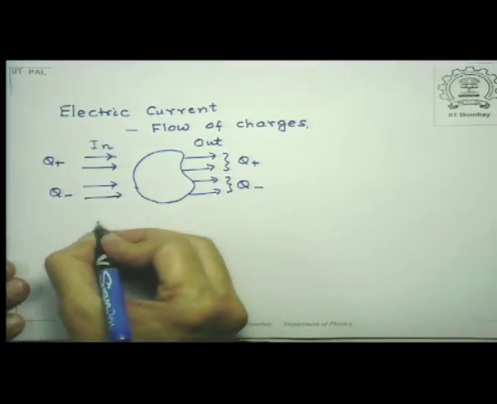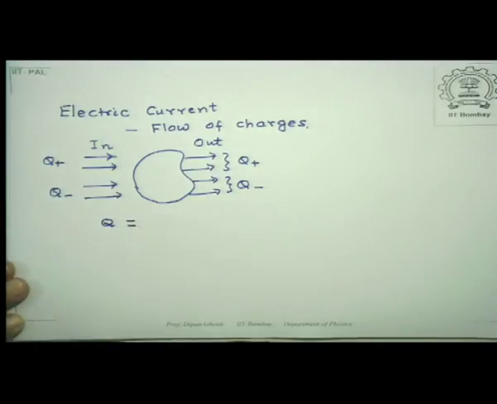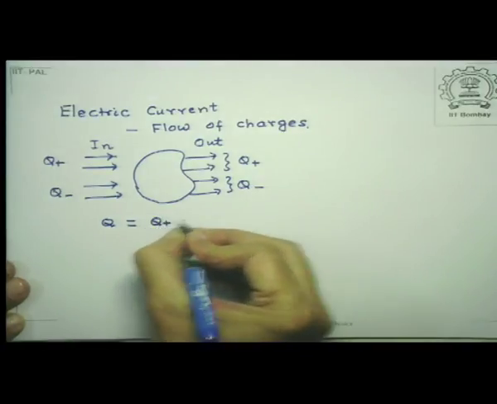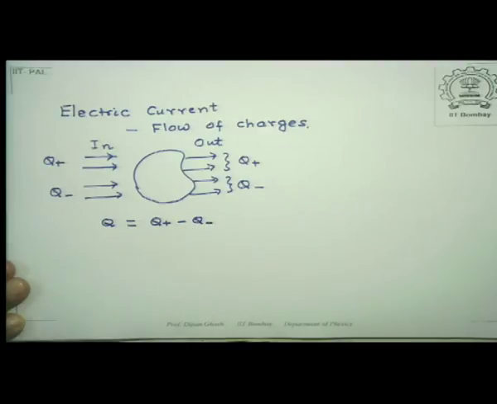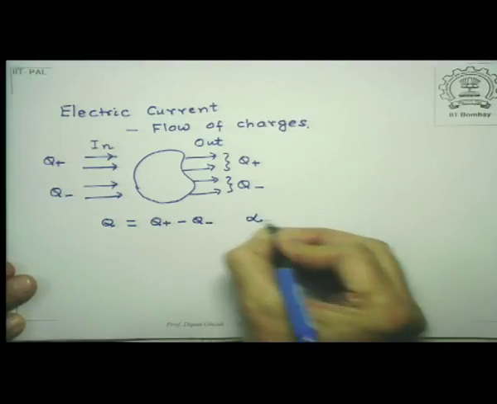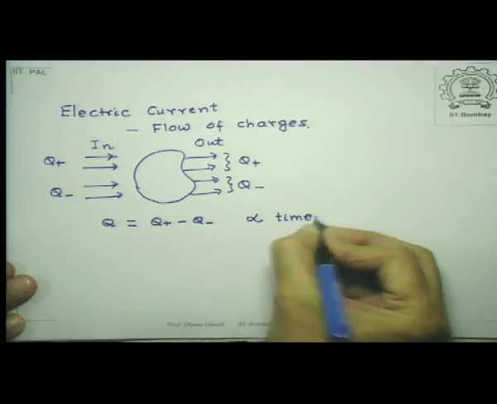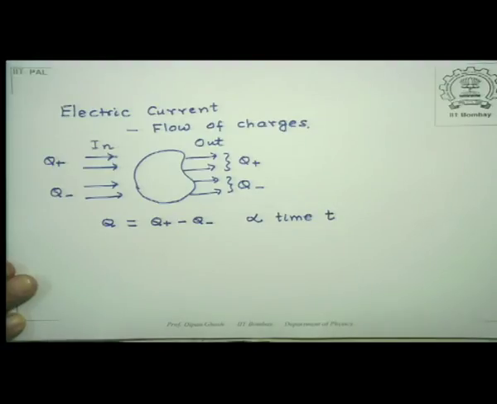Now, the net amount of charge Q which is flowing in is Q plus minus Q minus. Now, supposing these charges were steadily flowing through that surface, then the amount of charge that is going through that surface would be proportional to the time t. So, this is proportional to time t during which we make our observation.